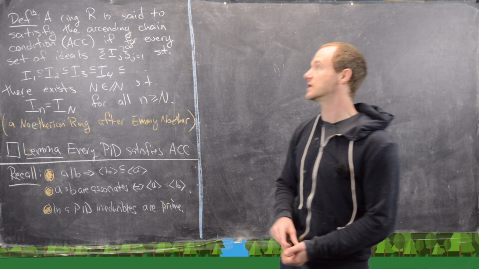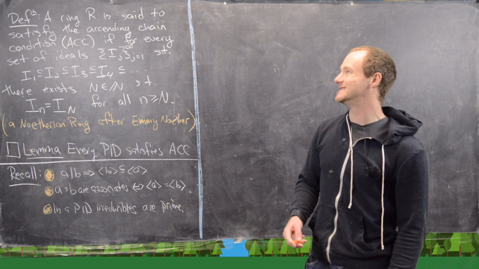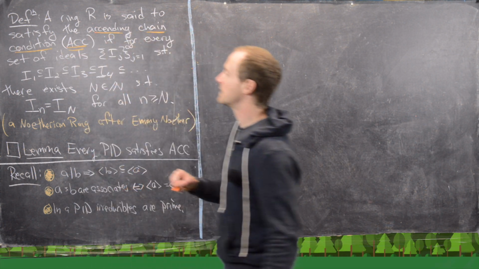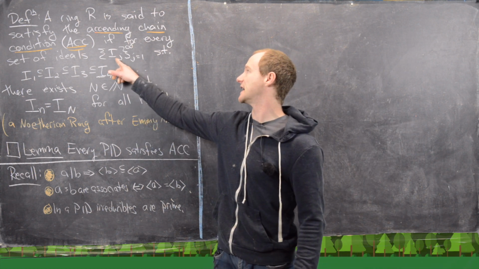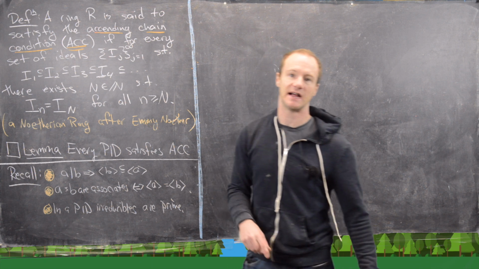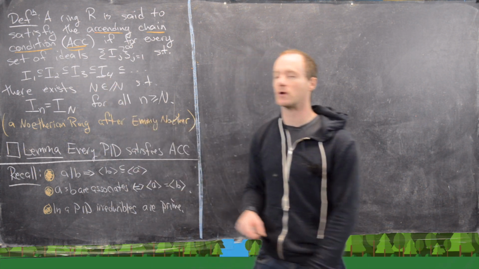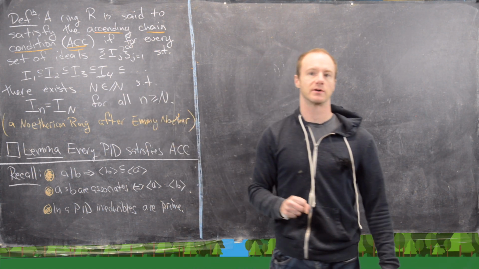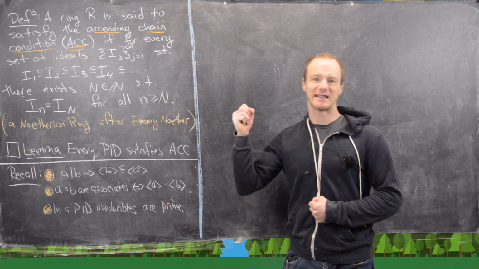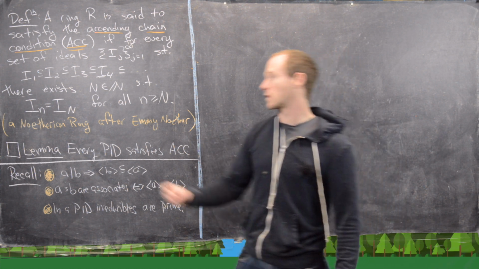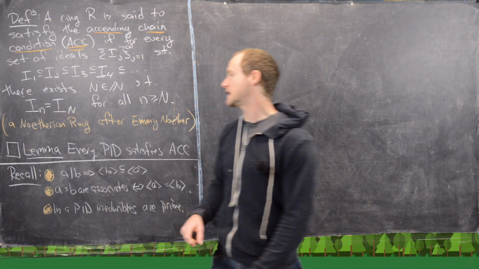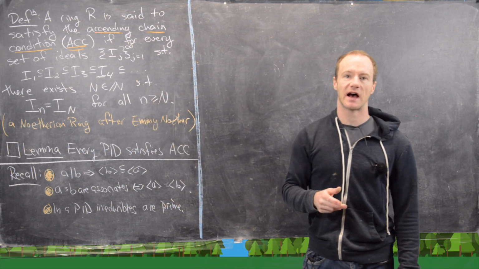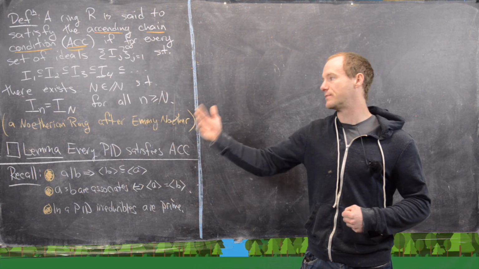But before we do that we need some preparation, and one of the pieces of preparation has to do with the following definition. We say a ring satisfies the ascending chain condition, shortened to ACC, if for every set of ideals I_j such that I_1 is contained in I_2, which is contained in I_3, contained in I_4, contained in I_5, and so on, there exists an n in the natural numbers such that n stabilizes all of the ideals. In other words, I_n equals I_N for all n bigger than or equal to N. So we cannot have an infinite string of ideals here. At some point they'll stabilize and all be the same.